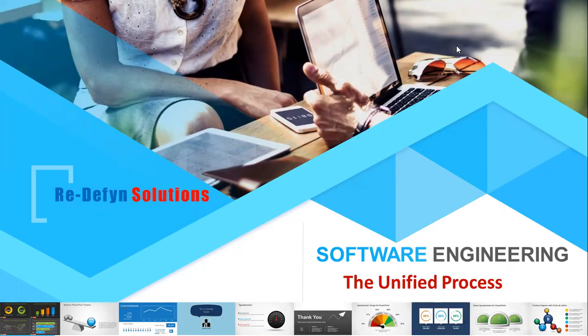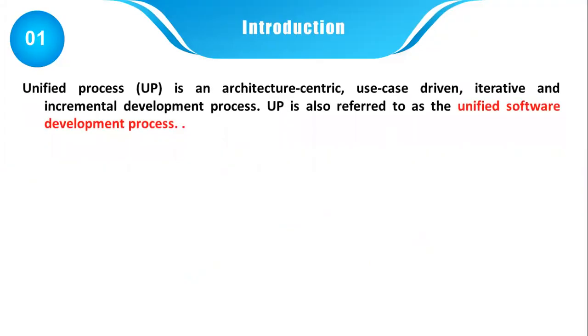Today in this video, we will discuss the unified process. Unified process, UP, is an architecture-centric, use case driven, iterative and incremental development process. This unified process is also referred to as the unified software development process.